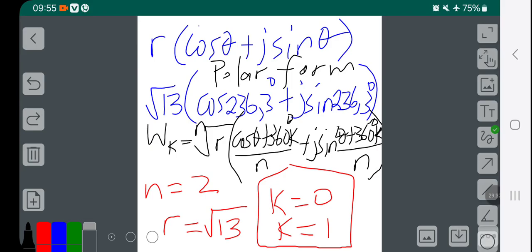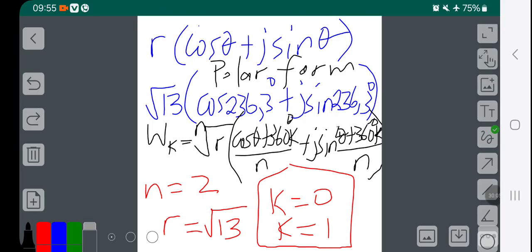As you can see, the formula needs a polar form. You must have a polar form, which is very important. Then your theta, our theta is our argument, which means our theta is 236,3 degrees. I think I'm no longer having space here, but you must know that your theta is 236,3 degrees. And n is 2, since we are looking for square root. Our k must be k equals 0 and k equals 1. Then our r, it's given, it's square root of 13, which is our modulus.